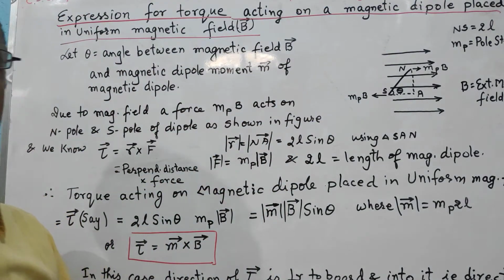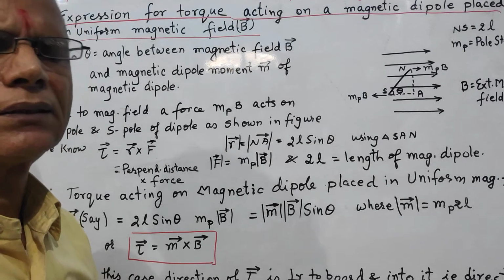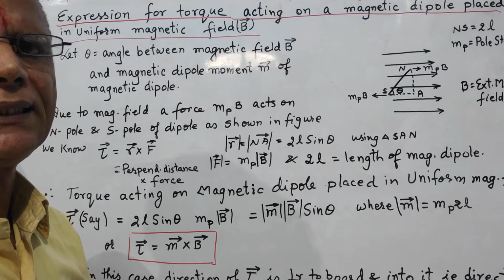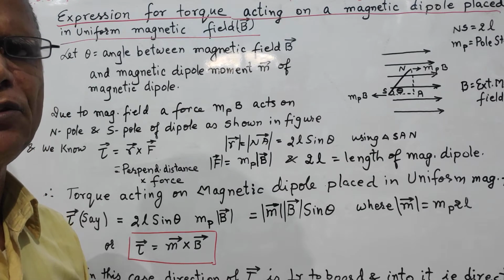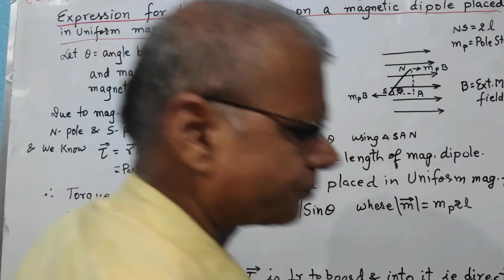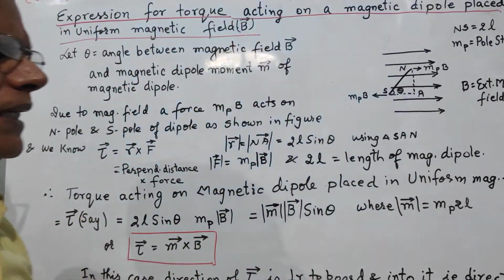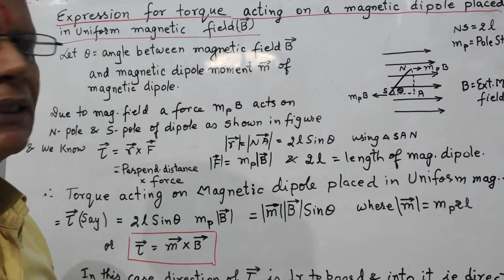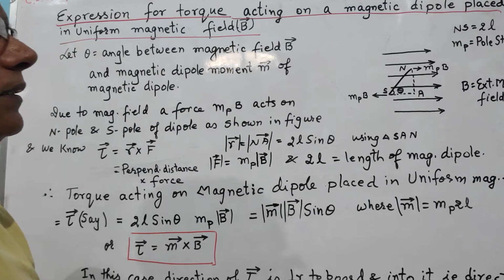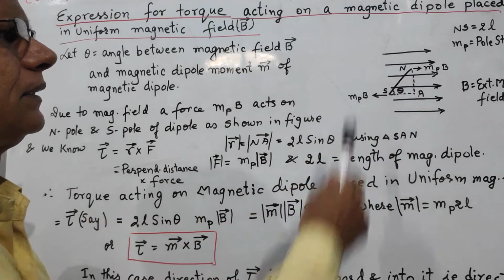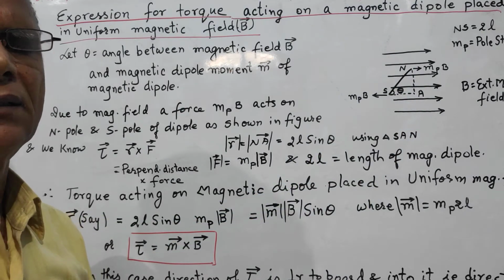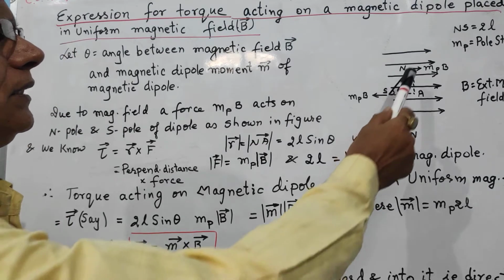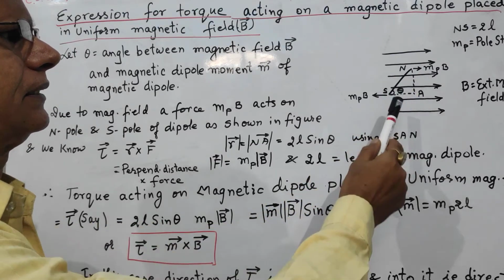Dear students, today we are going to learn to find the torque acting on a magnetic dipole which is placed in uniform magnetic field. Here we assume that the uniform magnetic field is capital B and the magnetic dipole moment is having effective length 2L, which is equal to the length NS.